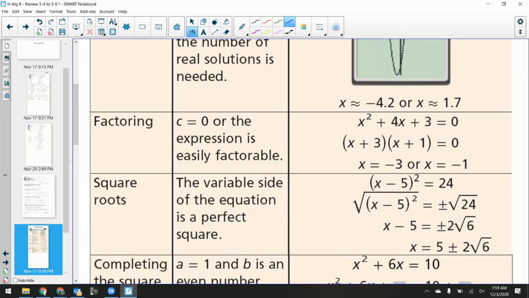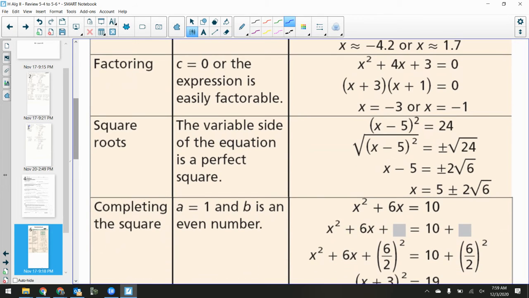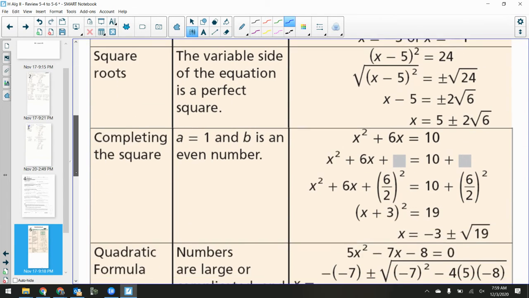The next method we talked about is solving by square roots. We're moving into more of section 5.4. This is when we have no b term, and the variable side of the equation is a perfect square. That's when it's best used. A lot of times if I've got no b term, a binomial squared, and just a number on the other side, I can easily solve for x. Those are the times when I want to use square roots, when I can easily solve for the variable. There's no b value.